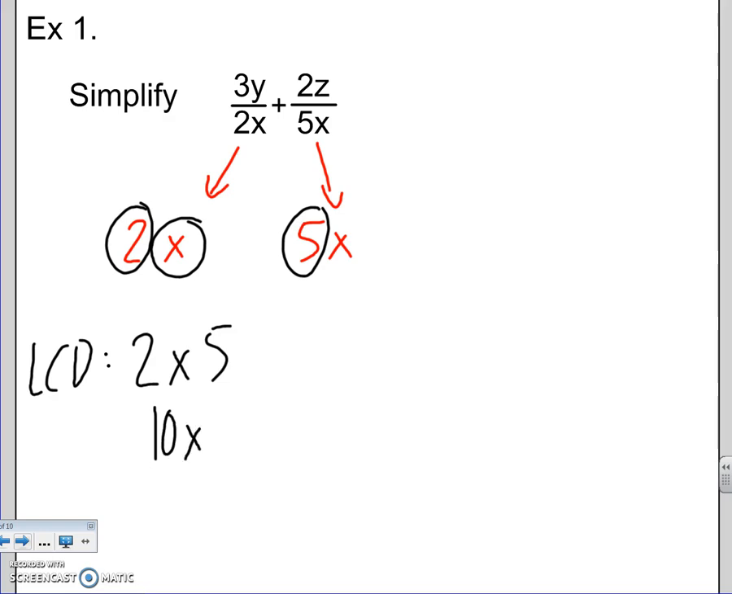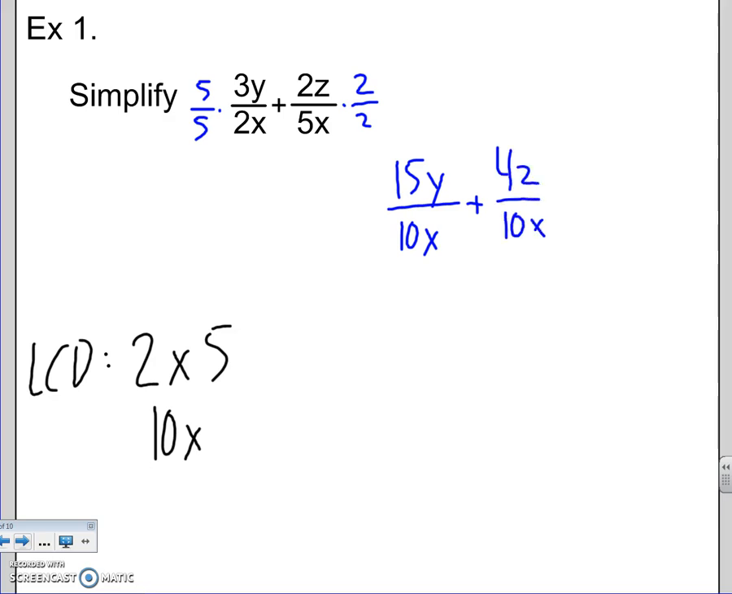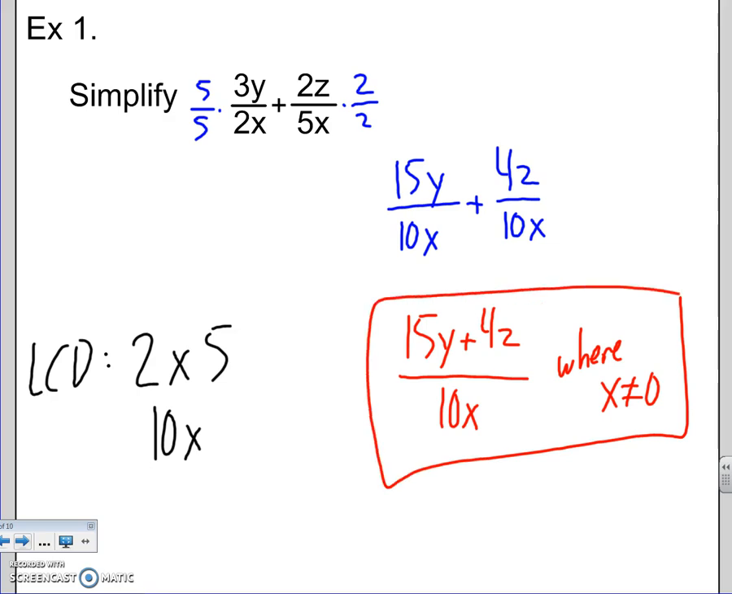Alright, so let's go back to the problem. To get the left side to be 10x, we said, oh, it's missing a 5, because it already has a 2 and x, it's missing a 5. On the right side, to make it 10x, it's missing a 2. Multiply 2 over 2. That makes a new problem, 15y over 10x plus 4z over 10x. Well, the denominators are now the same. You can combine it to one fraction. Add the tops, which do not combine because they're different terms, over the bottom unchanged. And the only restriction is where x does not equal 0. That is my answer. That's a simple one.